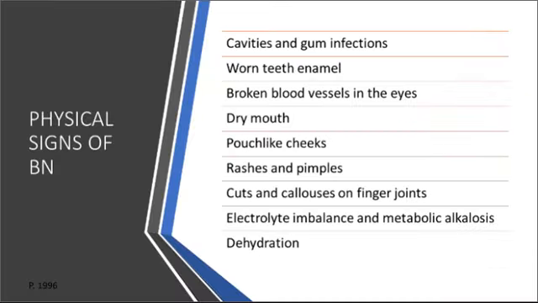So here, physical signs as a nurse of things you need to look for, especially in adolescents and early teens: cavities and gum infections, worn teeth enamel, broken blood vessels in eyes, dry mouth, pouch-like cheeks, rashes and pimples, cuts and calluses on fingers. I have seen those calluses. Electrolyte imbalances. These are things because they're putting their hand in their mouth to cause the vomiting.